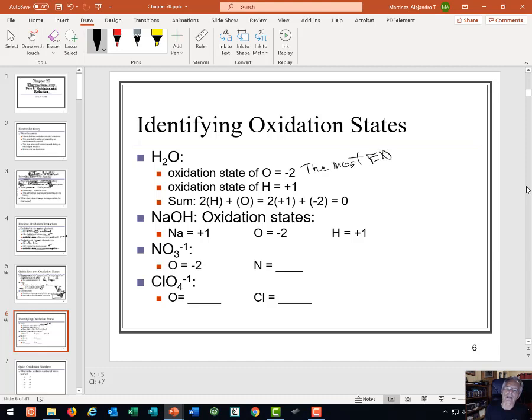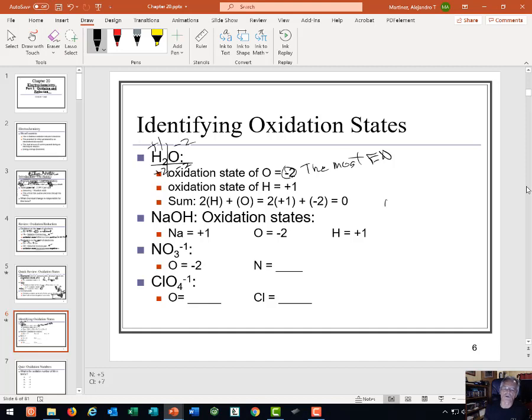So we give it its charge, which is -2, and then we have to match up that with the 2 hydrogen atoms, so -2, -2, +2, and +1. Let's look at sodium hydroxide.